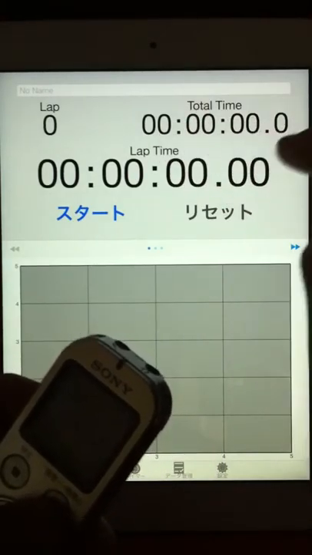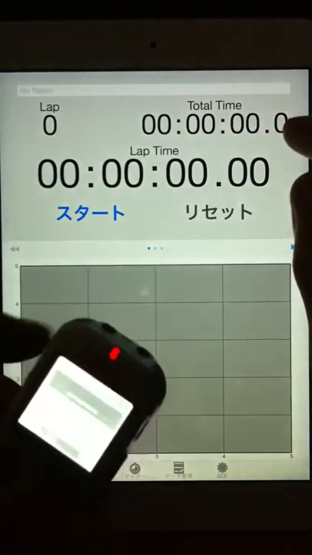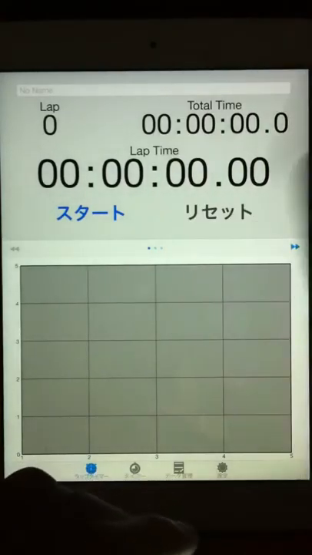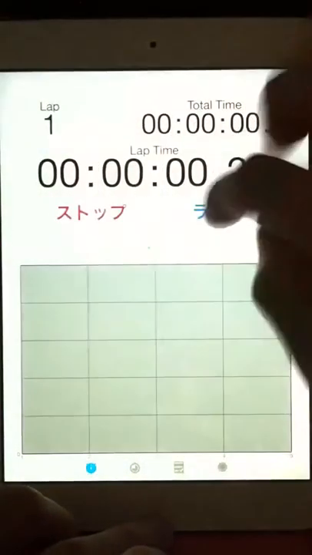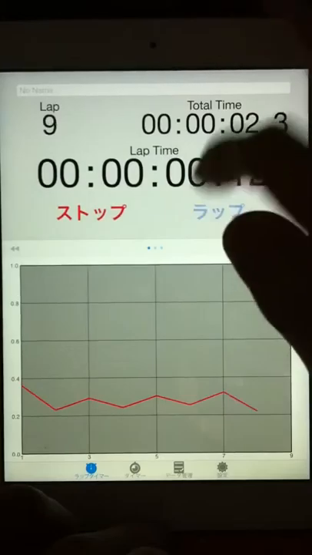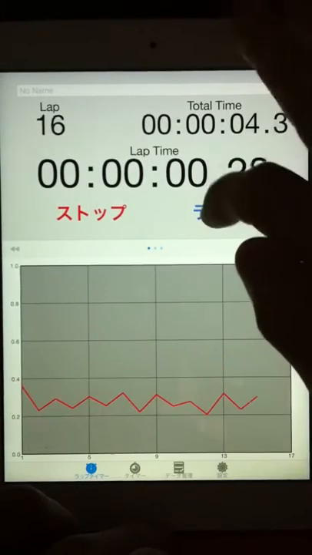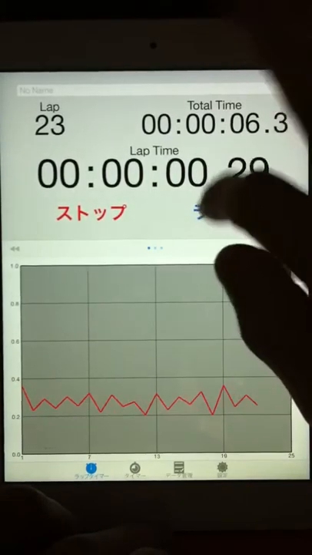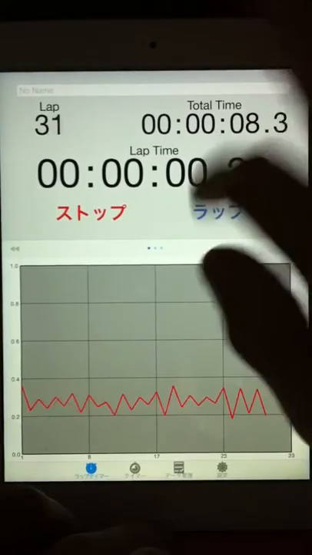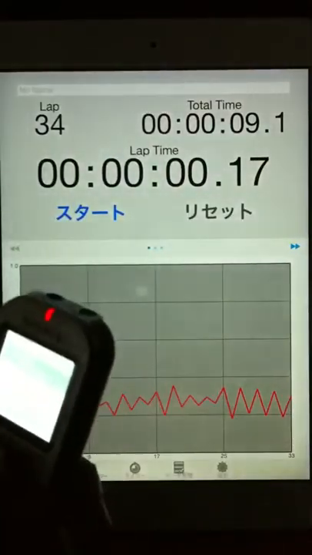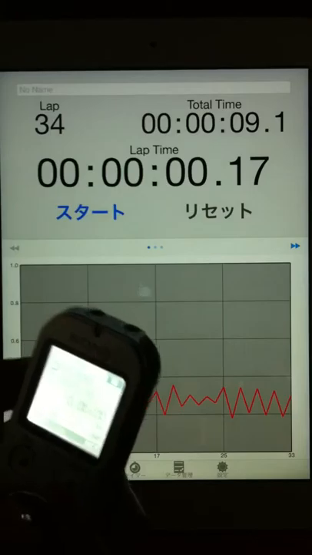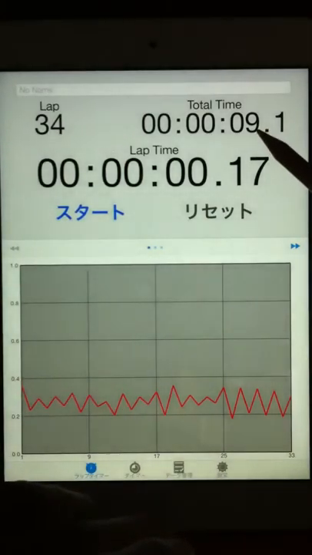Let's begin tapping. Recording. 1, 2, 3, 4. Today, tempo.